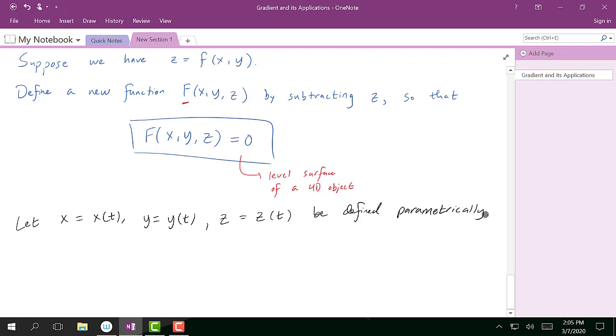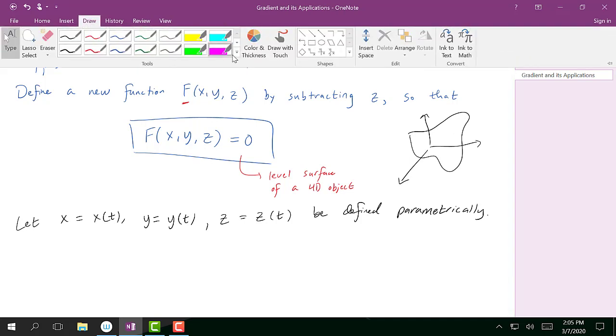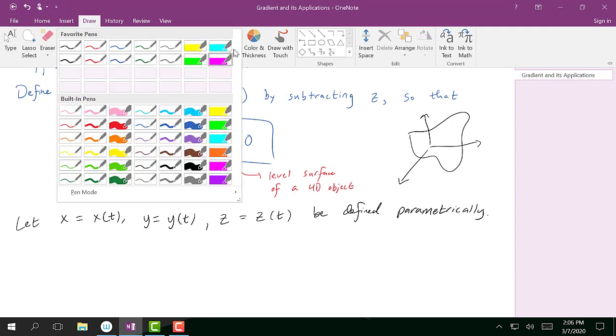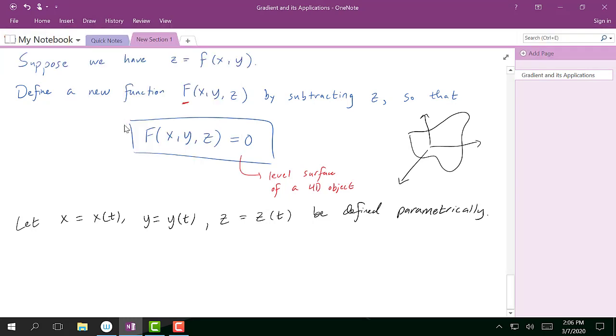And so let's get a visual going before I scroll down and we lose all the stuff that we have. What we have essentially is this. We have a level surface of an object in 4-dimensional space. So it's going to be something like this. And then what we have on this is a parametrically defined curve, right? Because x, y, and z are parametrically defined. So when I plug in different values of t, I'm going to get different points along this curve.